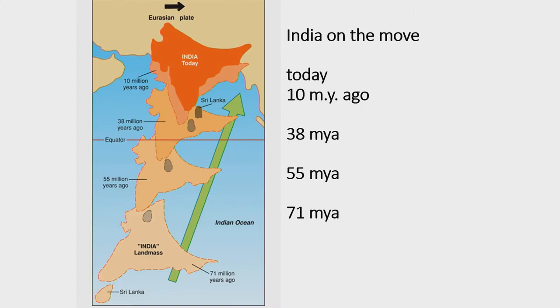Now, in the breakup of Gondwanaland, you're familiar with that southern continent, that huge supercontinent we had, Gondwanaland? Around 200 million years ago, it started breaking into pieces, and one of those pieces, we could just call it India here. And if you look alongside each of those different colored positions, you'll see ages, like down there at the bottom, 71 million years, 55, 38, 10, and now. So we see that India has risen up and collided with Asia.